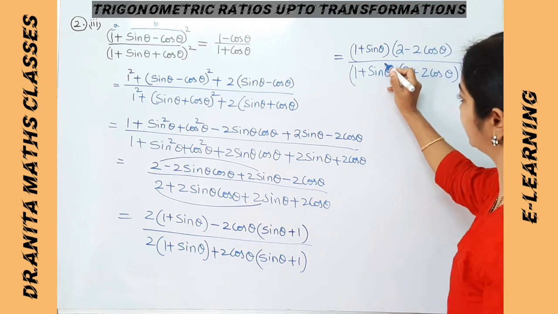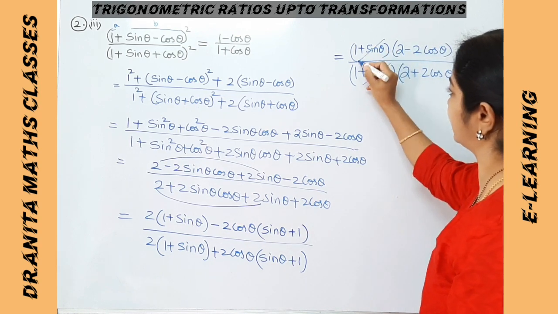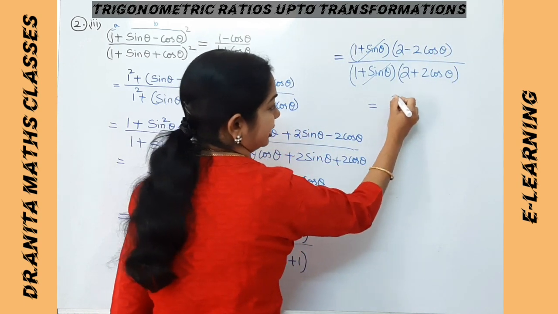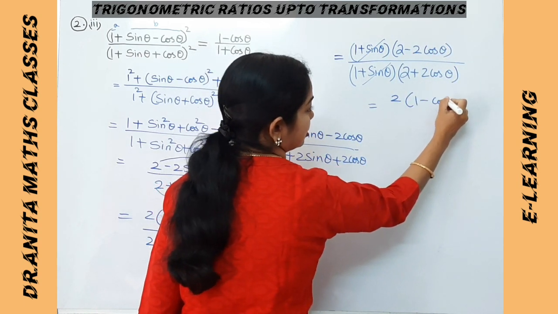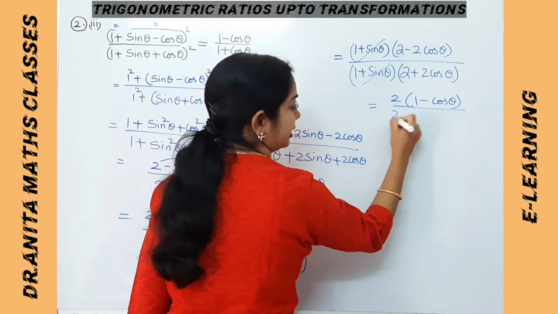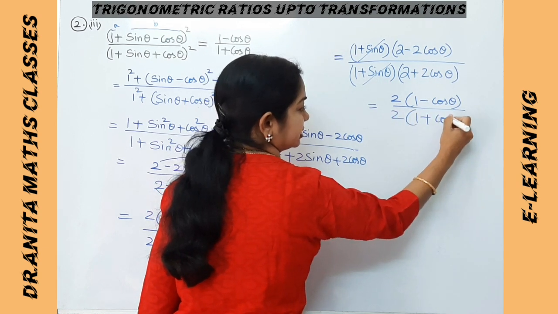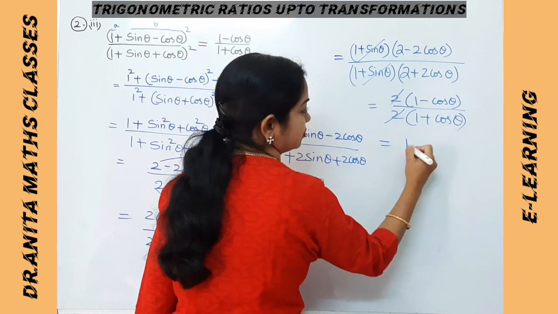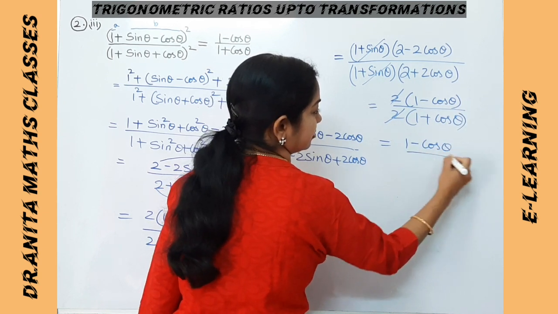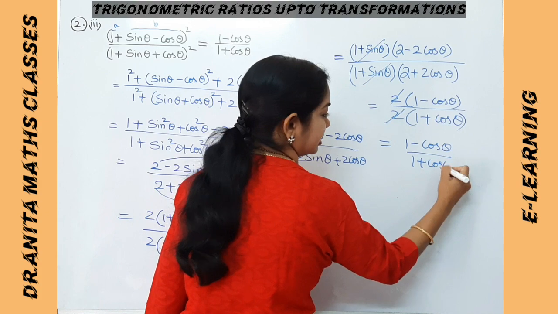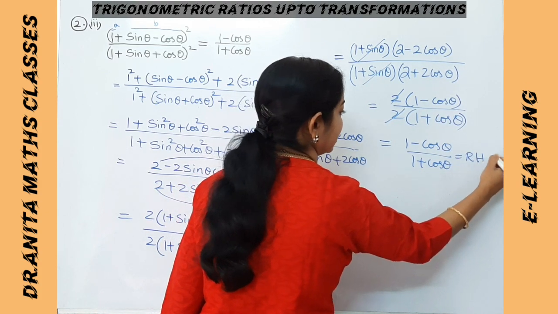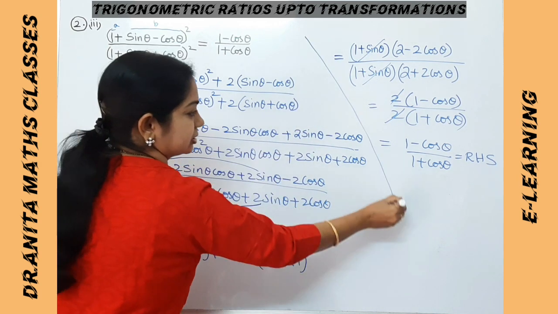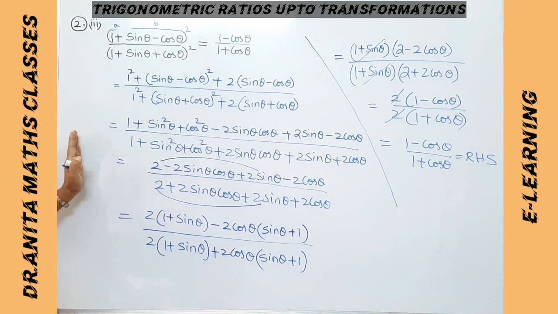Right. So this is multiplication, so we can cancel off 1 plus sine. So here in the above, I can take 2 common, so 1 minus cos theta, by again 2 common, 1 plus cos theta. So 2 gets cancelled. So this comes to 1 minus cos theta by 1 plus cos theta. That is the RHS part. We have started with LHS and we got 1 minus cos by 1 plus cos. Please pause the video and note it down.